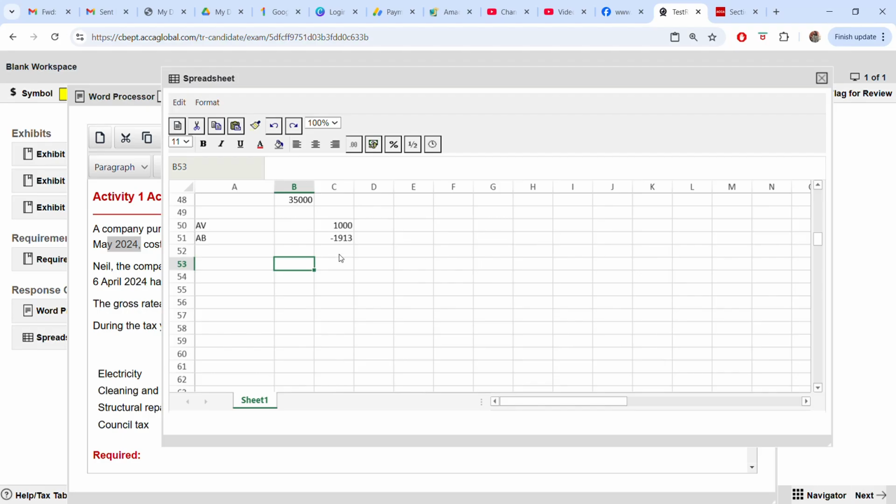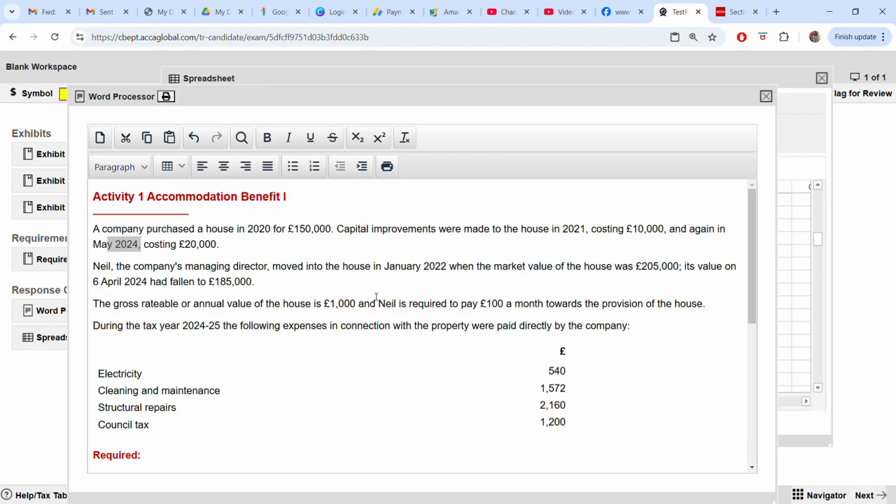Now we are going to take the ancillary expenses. So what are the expenses? Electricity, cleaning, maintenance, council tax. Okay, minus electricity, cleaning, maintenance, council tax.